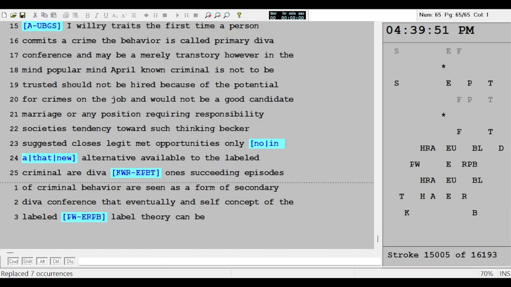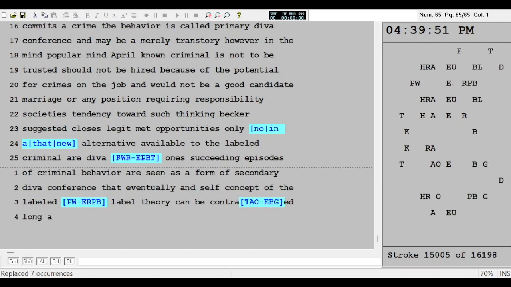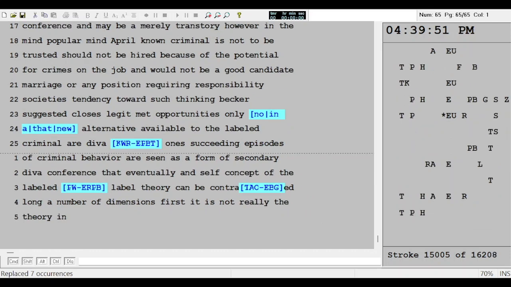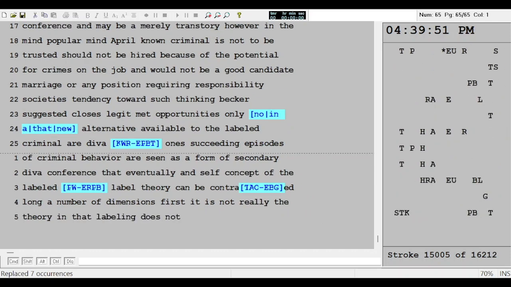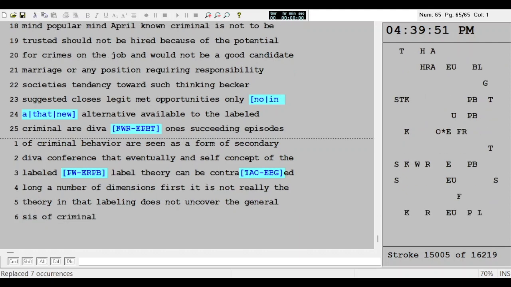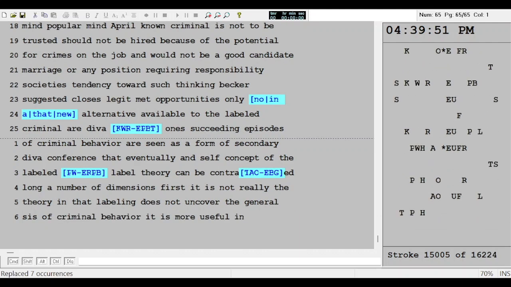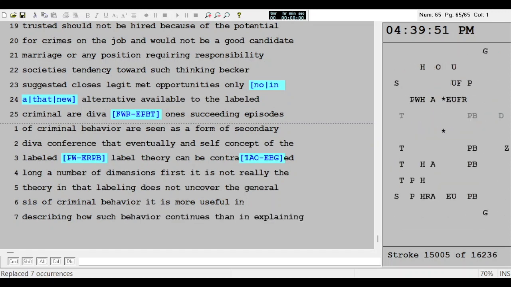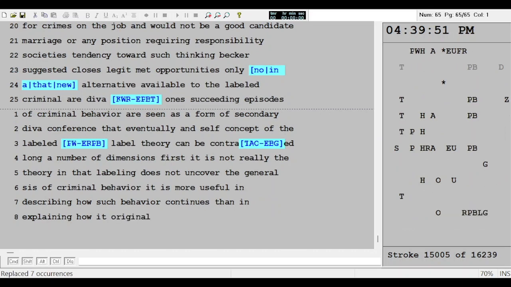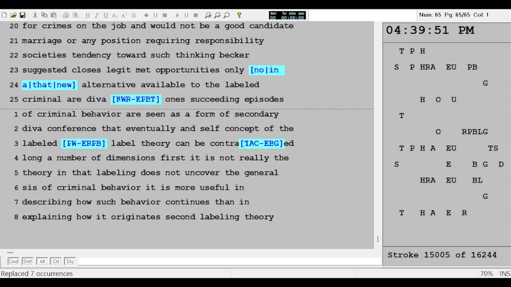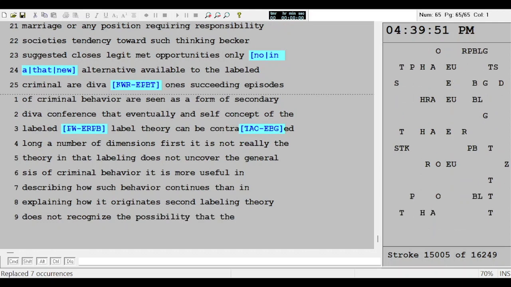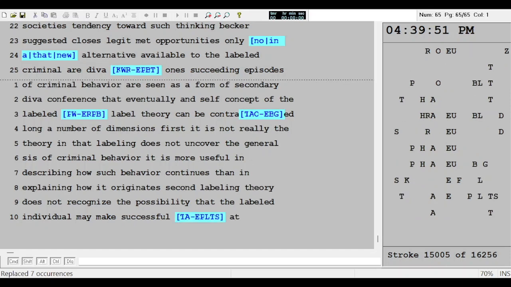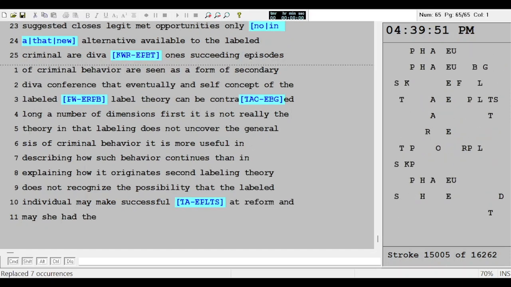Labeling theory can be critiqued along a number of dimensions. First, it is not really a theory, in that labeling does not uncover the genesis of criminal behavior. It is more useful in describing how such behavior continues than in explaining how it originates. Second, labeling theory does not recognize the possibility that the labeled individual may make successful attempts at reform and may shed the negative label.